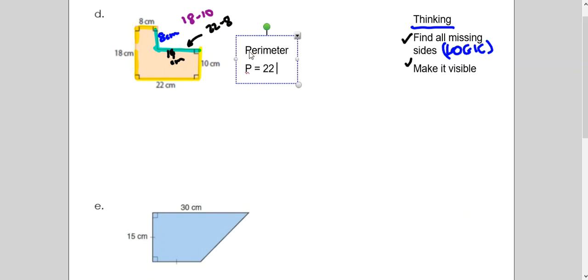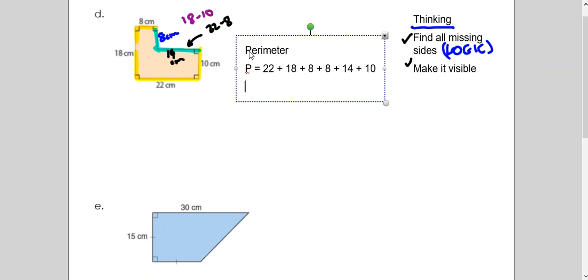So 22 plus 18 plus 8 plus 8 plus 14 plus 10. All right, so make sure that when you add up the sides, you're adding up every single side that you have there. 22 plus 18 plus 8 plus 8 plus 14 plus 10. I've got 80 centimeters.